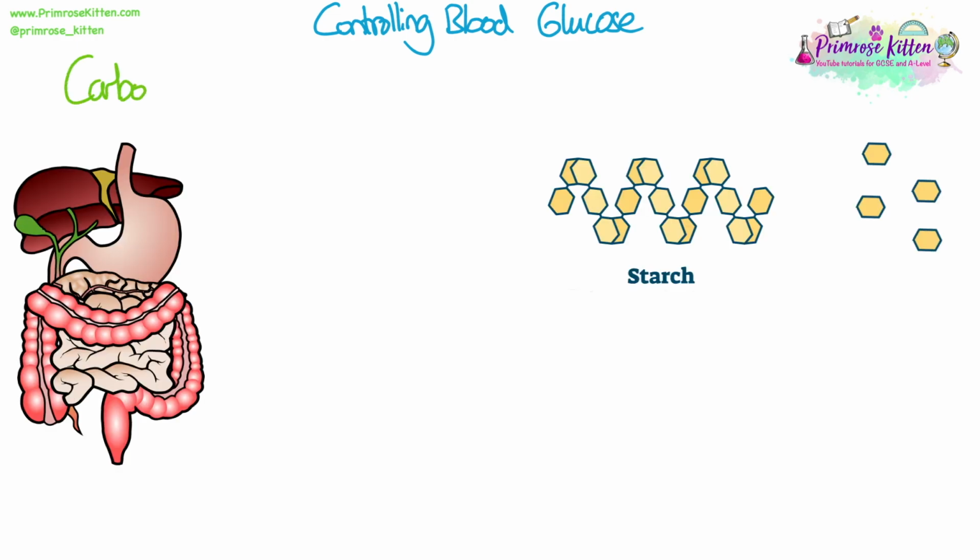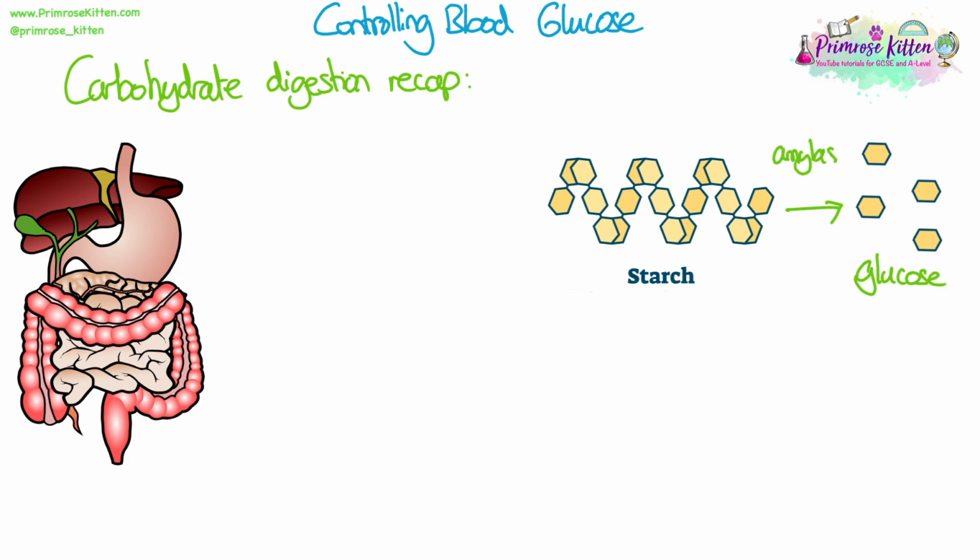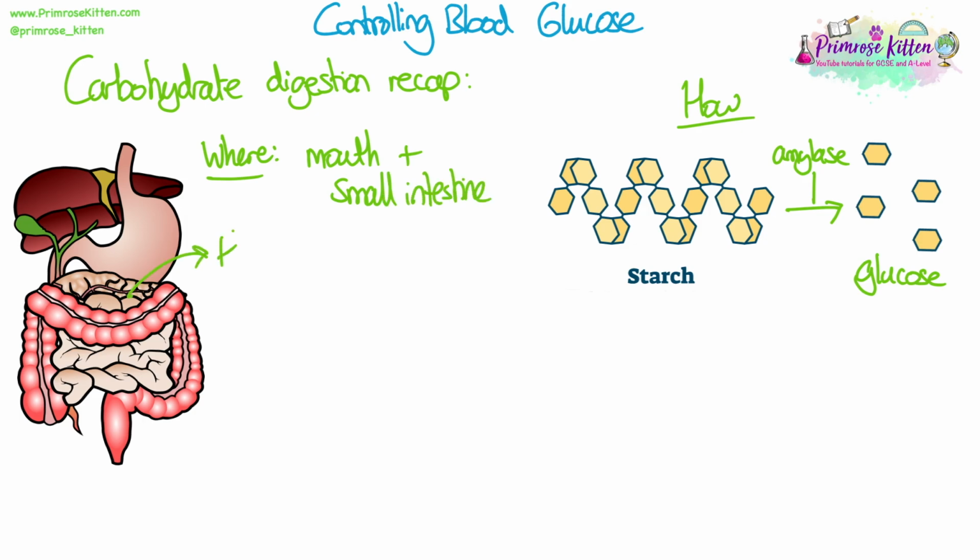Controlling blood glucose. Okay, so let's have a quick recap of carbohydrate digestion because we're going to need to be able to explain and understand this in order to explain how we control the level of blood glucose. So starch is the long, large molecule that we know is broken down by the enzyme amylase into glucose. And this happens obviously as part of digestion. So that's how we get glucose. Where does it happen? It happens in the mouth and the small intestine.